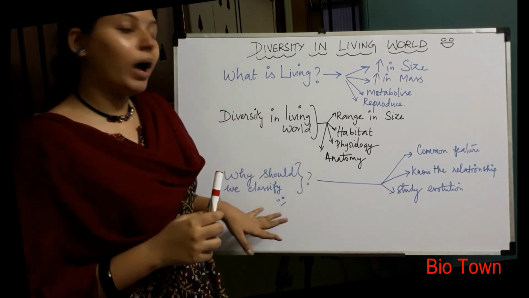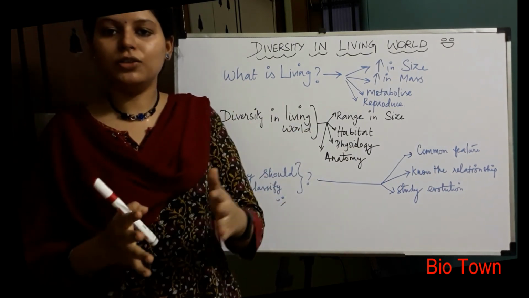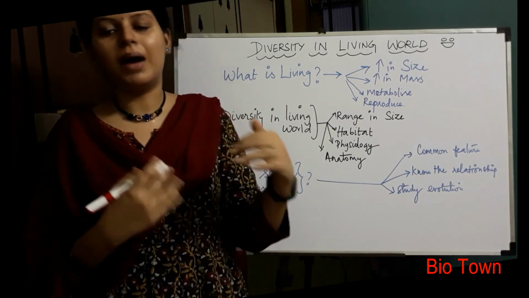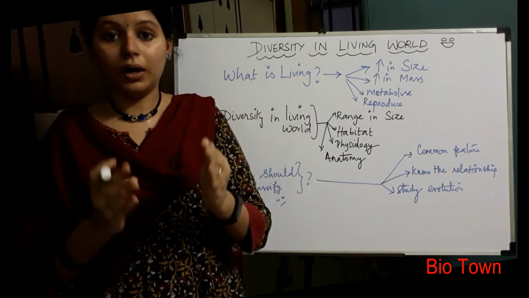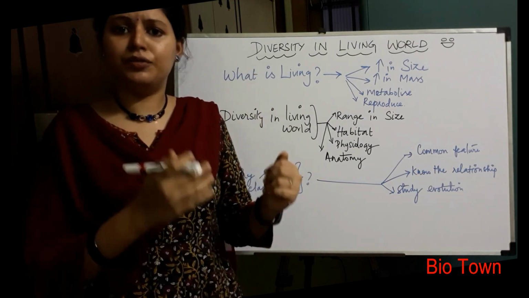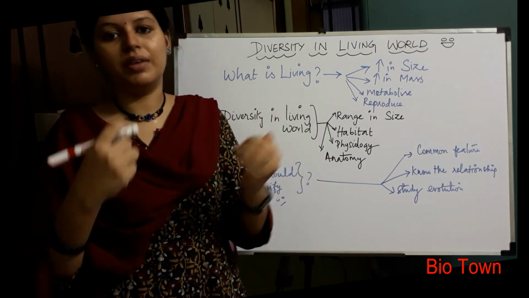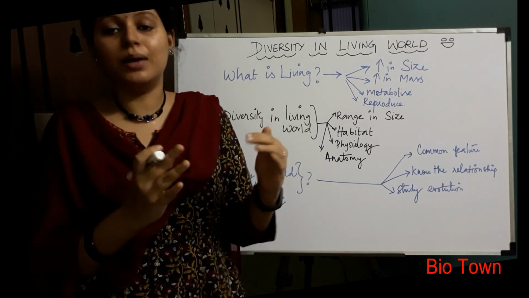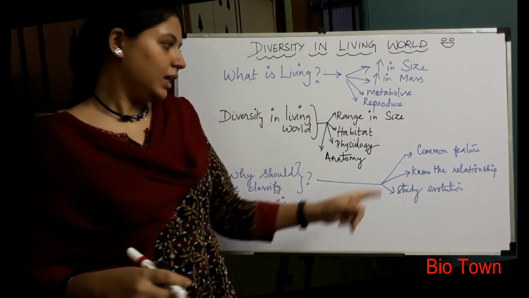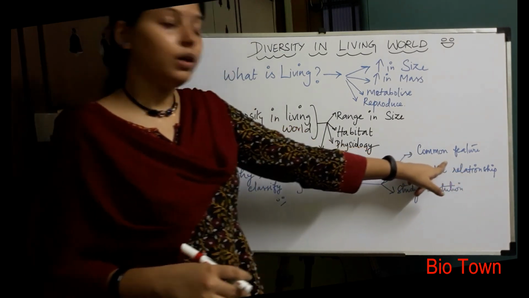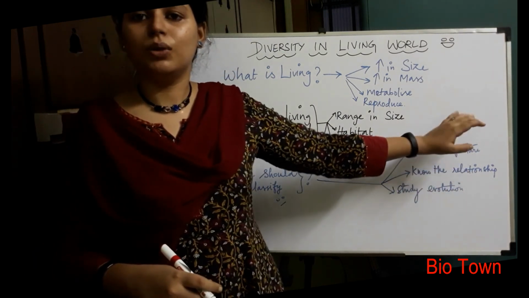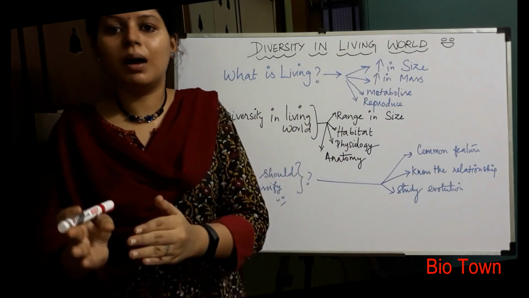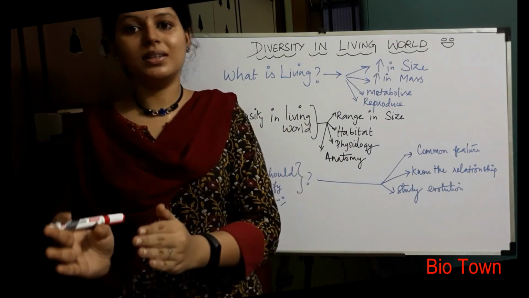Next, why should we classify? Why should we classify humans separately, animals separately, bacteria separately, and within animals there are different groups: mammals, aves, reptiles? Why should you diversify them differently? The first reason is to find the common features, the common similarities. For example, you compare yourself with your mom. What are all the similarities?